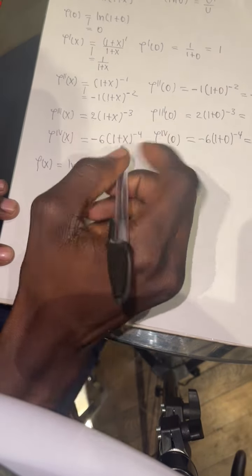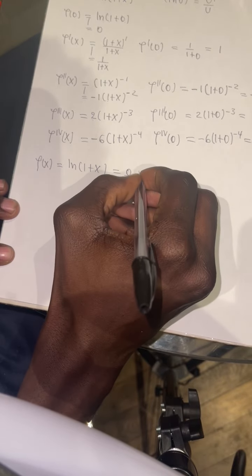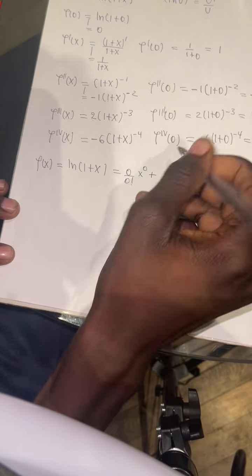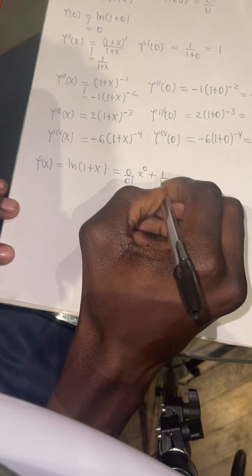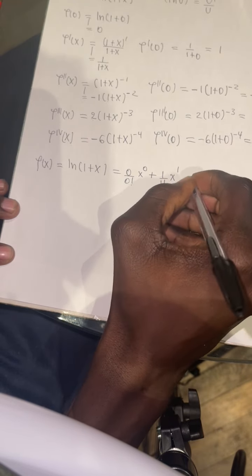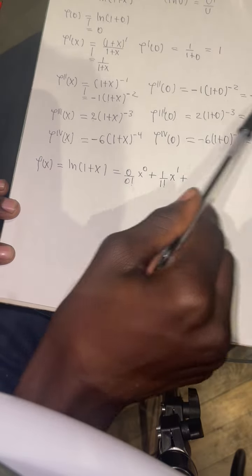So now what we can do, we're just going to take the values. The first value we found was 0, so we're going to have 0 over 0 factorial times x to the power 0. And then plus, what is the second value? We found 1, so we have 1 over 1 factorial times x to the power 1. And then plus the next value, we found negative.